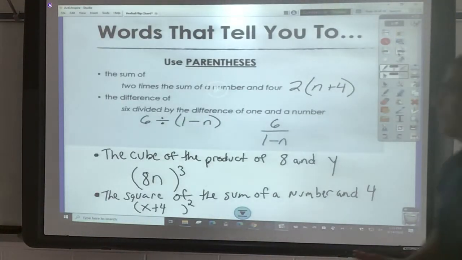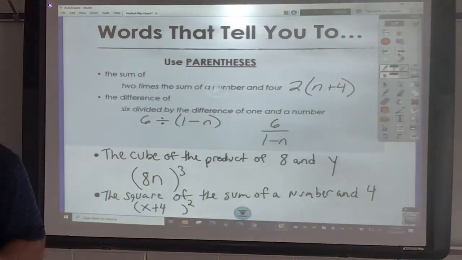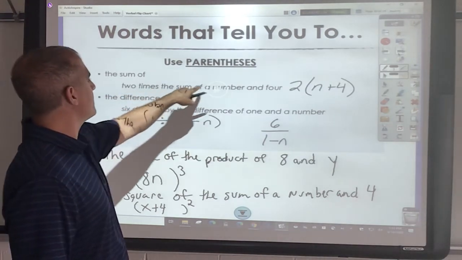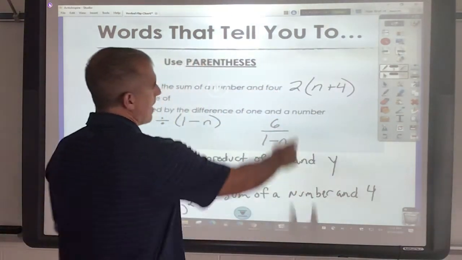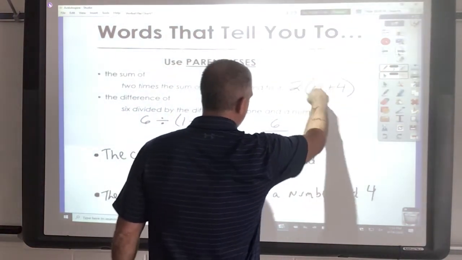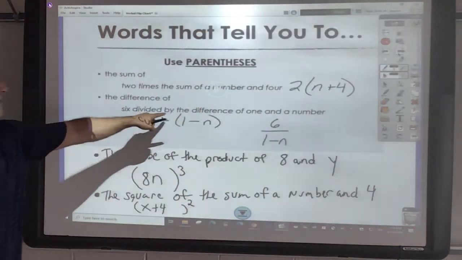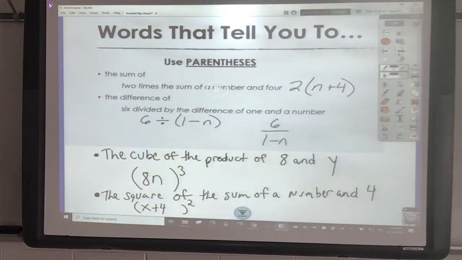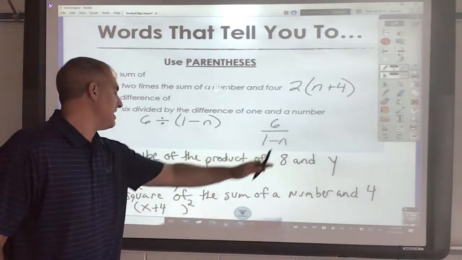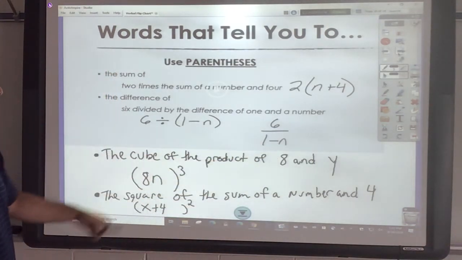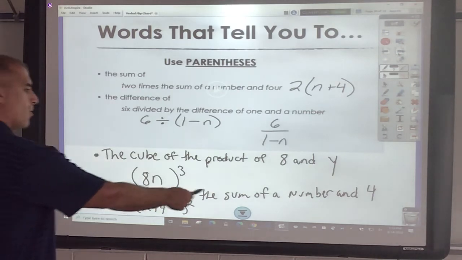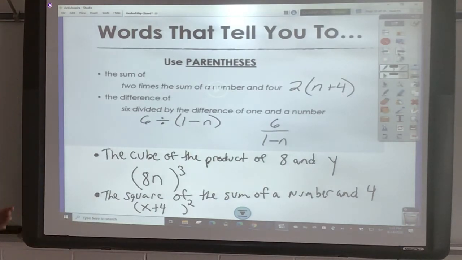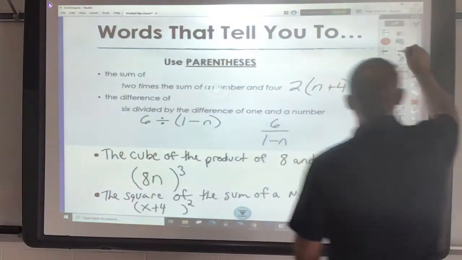All right, the next notes. Words to tell you that you use parentheses. Okay? The sum of. Okay? 2 times the sum of a number in 4. So what that means is, to do the sum part, I put parentheses around it. 6 divided by the difference of 1 and a number. Okay? So either way that's written. The cube of the product of 8 and y. Okay? All right, they talk about an operation within there. There's square of the sum of a number and 4. So these are all examples of when to use parentheses.